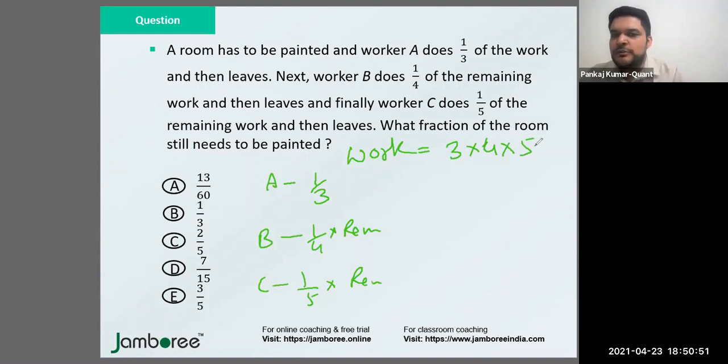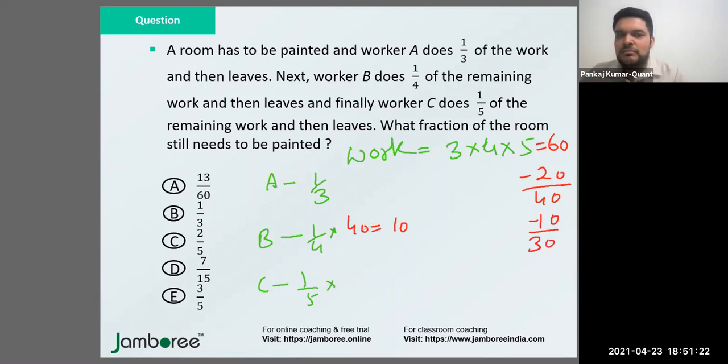Why did we take the total work as 3, 4, and 5, that is 60? Because when A does 1/3, and 1/3 of 60 is 20, I'm left with 40. Okay, this is pretty easy. When I'm saying 1/4 of remaining, what does that mean? 1/4 of 40, and that means 10. So B does only 10 units. How much is left? 30 is left. And C does 1/5 of remaining, 1/5 of 30, and that is 6. So which means 24 is remaining.